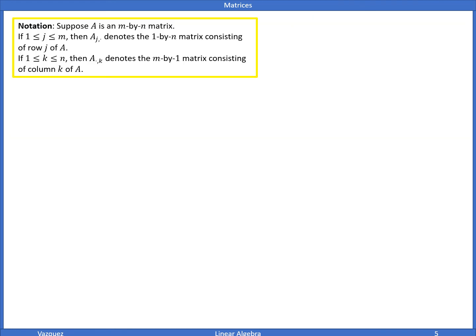Okay, we move on to our last slide. This is just notation. So suppose A is an M by N matrix. If J is from 1 to M, then A J dot, there's a little dot here, just denotes the 1 by N matrix consisting of row J of A, right, of that matrix. So that's what that means. Just take that row. Similarly over here, K, if there's a dot in the first spot, we just want to consider the kth column of A.